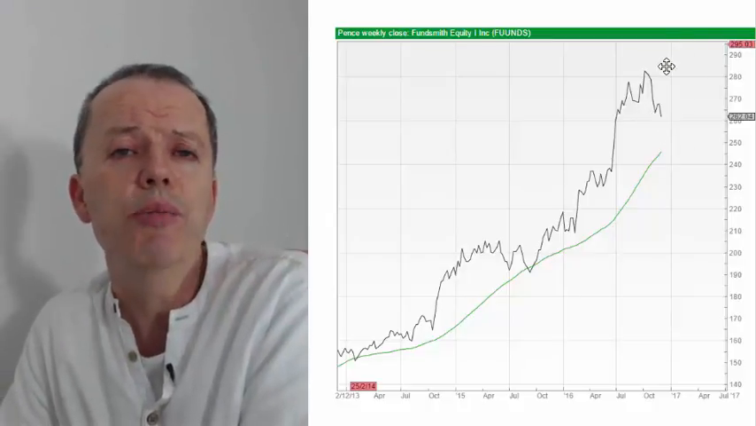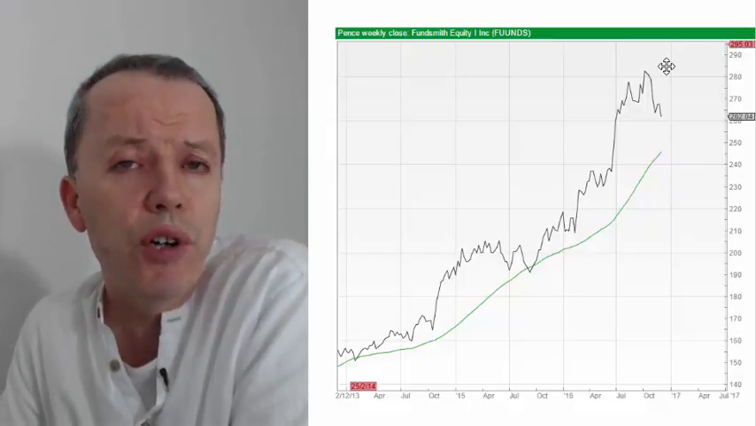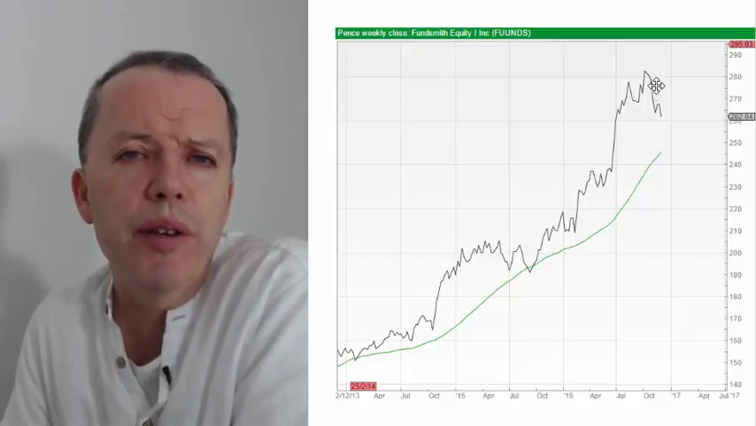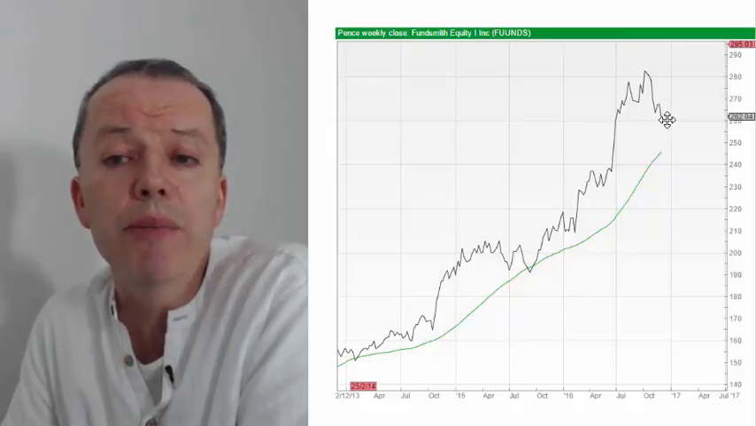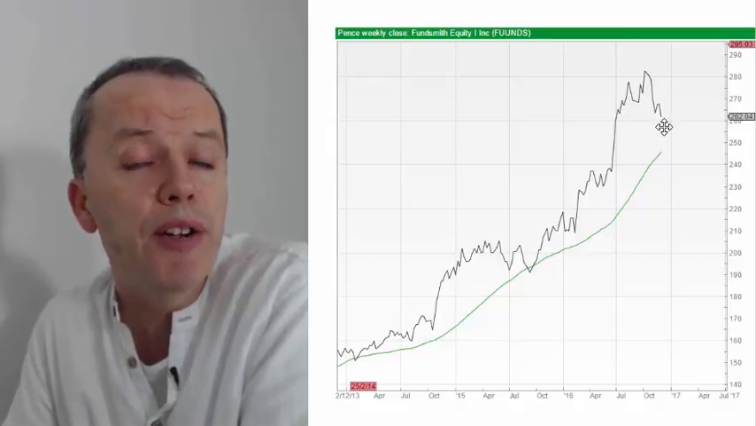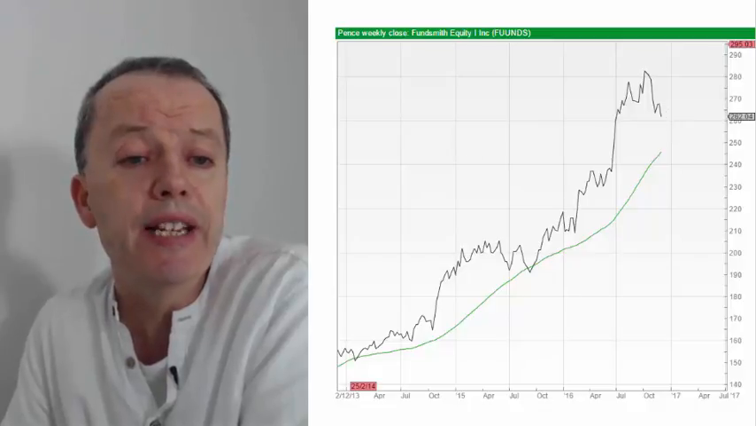Who knows? That's the whole point. So it's a trend following system that I have rather than a trend predicting system. At the moment the price has closed above the MA52, so I'm staying invested in shares.